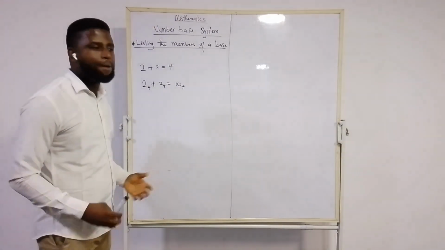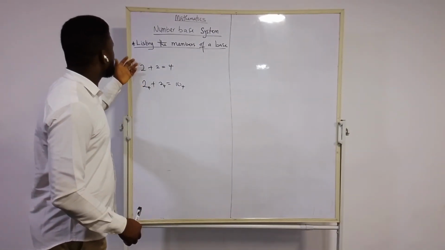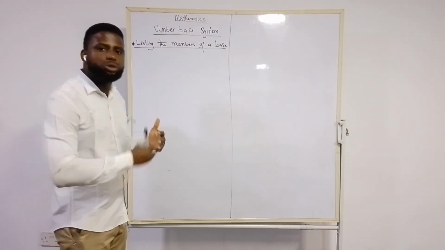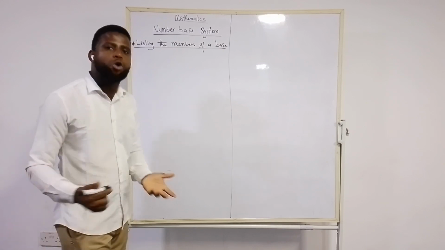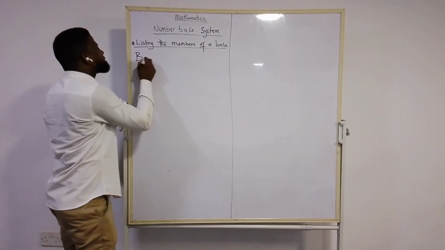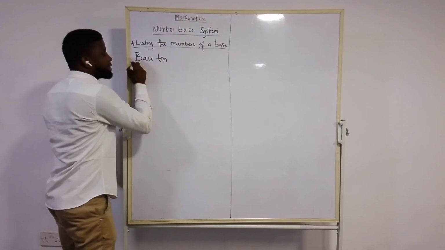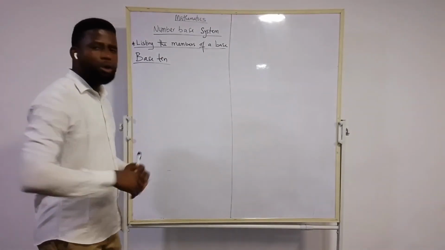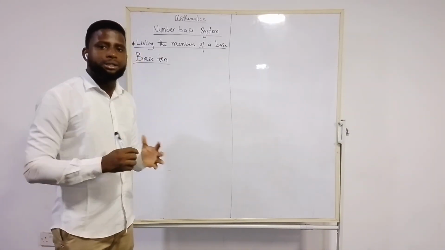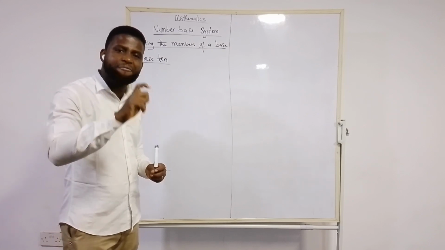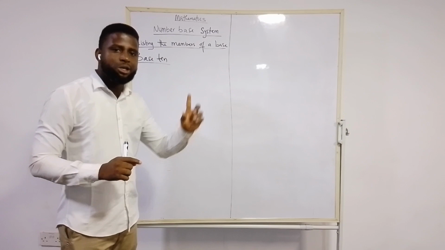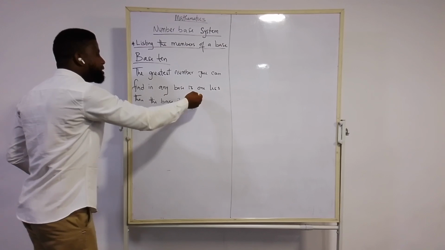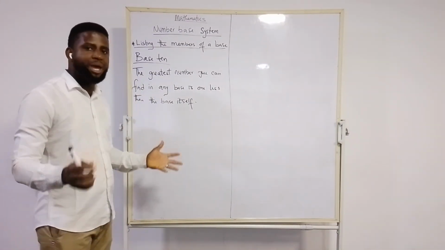Now, that being said, today we will be looking at the topic listing the members of a base. Now, this will tell us how the numbers of each base are gotten. For example, we have base 10, which is our natural base. Now, first thing to note is that the greatest number you can ever find in any base is 1 less than the base itself. The greatest number you can find in any base is 1 less than the base itself.